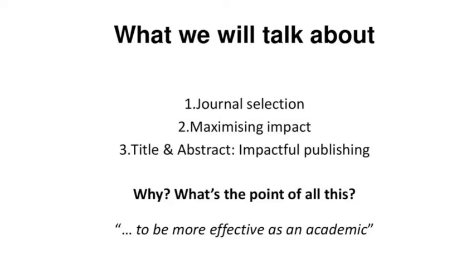And you're probably thinking, what's the point of all of this? Well, the point of this training is to help you be more effective as an academic. Our goal is to help you understand the publishing process so that you can be more effective writing and publishing your work in English. So: journal selection, maximizing impact, and impactful publishing through an effective title and an effective abstract.